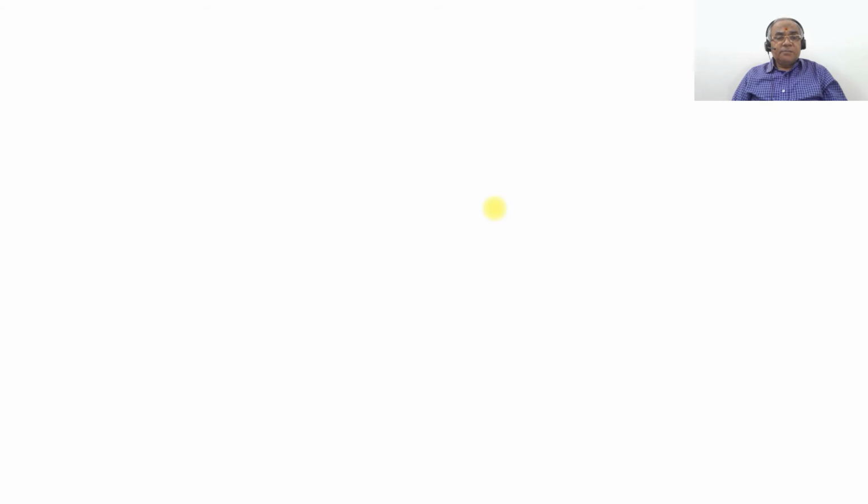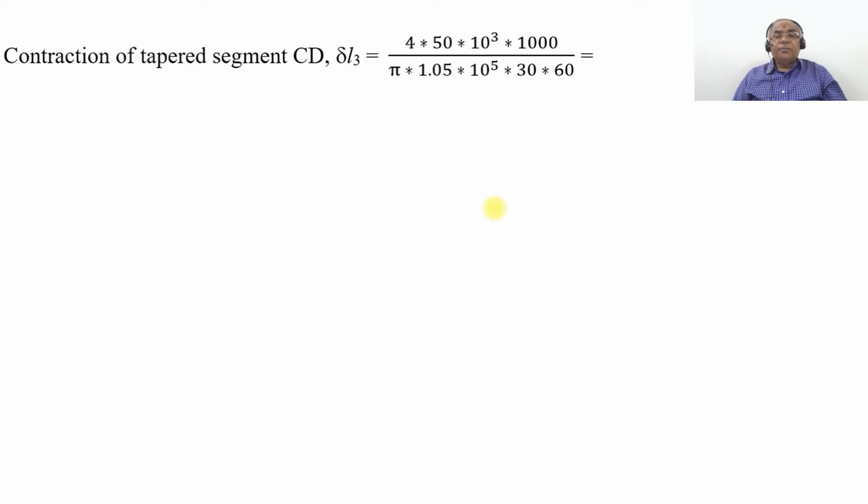Similarly, when you are considering the segment CD, the contraction of a tapered segment CD, which is delta L3. Since it is a tapered section, you cannot apply P into L by A into E. Instead, it will be 4PL divided by pi into E into D1 into D2. So 4 into P is 50 into 10 to the power of 3 into L is 1000 divided by pi into E, E is 1.05 into 10 to the power of 5 into D1 into D2, which is 30 into 60. On simplification, you are going to get 0.3368 mm.